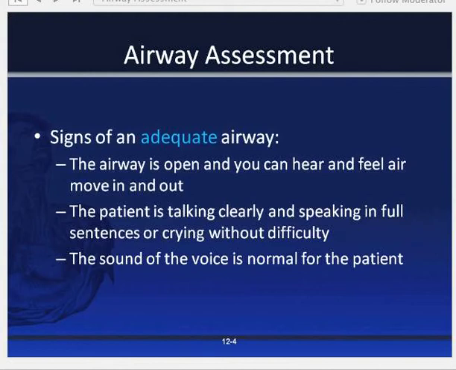Signs of an adequate airway. Just look at yourself breathing now. If your airway is open, you can hear and feel air moving in and out. If the patient's talking clearly and speaking in full sentences or crying without difficulty, that generally implies that the airway is adequate. The sound of the voice is normal for the patient. You don't hear any high-pitched sounds or anything distorting it.